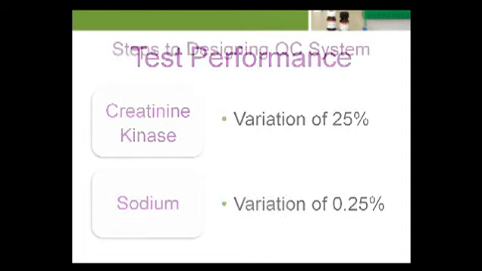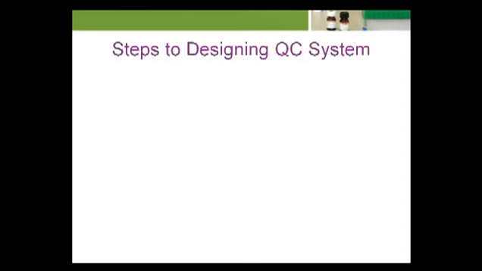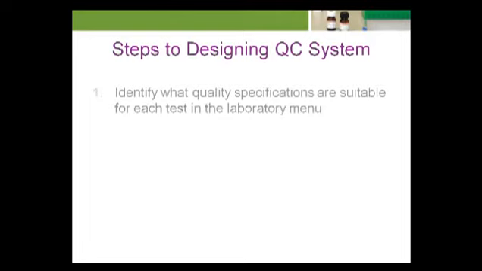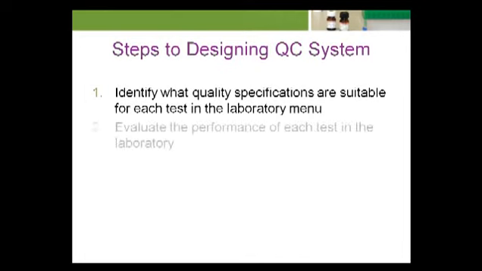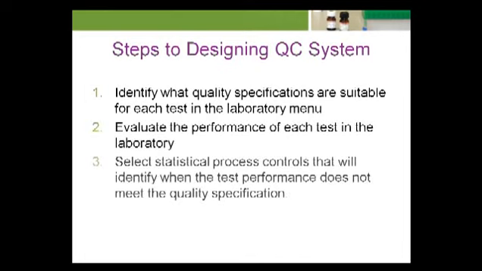There are 3 steps to designing the quality control system for a test. First, we identify what's the appropriate quality specification. Then, we evaluate our test performance. And finally, we select quality control rules that are appropriate for our performance and quality specification.